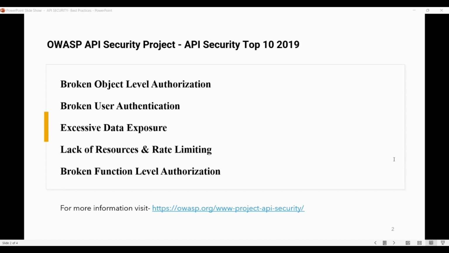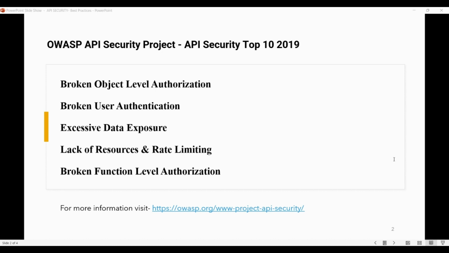Implement account lockout capture mechanism to prevent brute force attack against the specific users. Implement weak password checks. And remember that API keys should not be used for user authentication. If you want to use API keys, then use them for client, application, or project authentication. In that way, you can prevent this broken user authentication vulnerability.